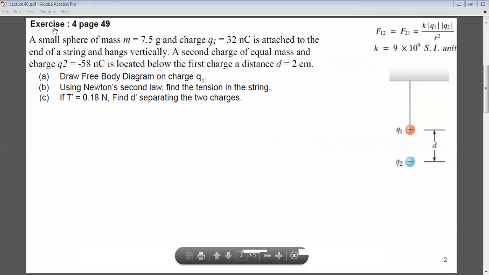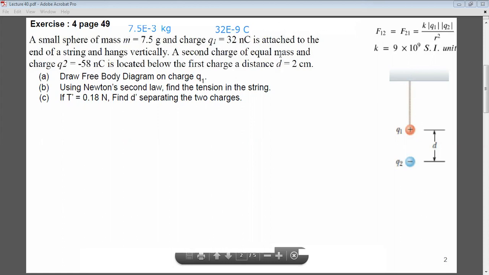So a small sphere of mass m equals 7.5 grams. So this is 7.5 times 10 power minus 3 kilograms, because we divide by 1,000. And the charge Q1 is 32 nanocoulomb. So this small sphere has mass 7.5 grams and charge Q1 of 32 nanocoulomb, which is 32 times 10 power minus 9 coulomb. It is attached to the end of a string and hangs vertically.